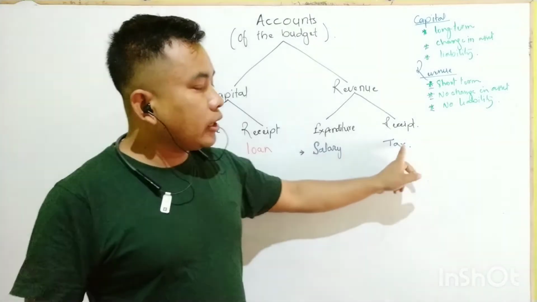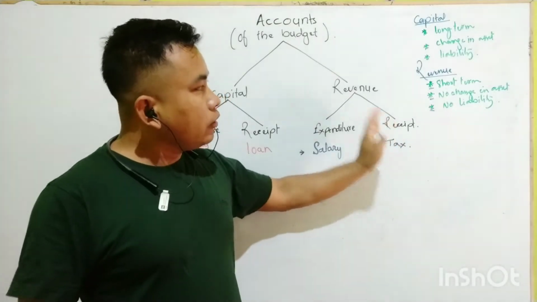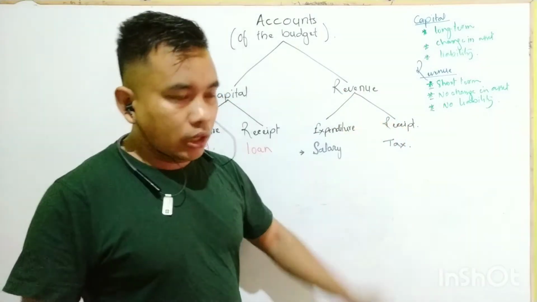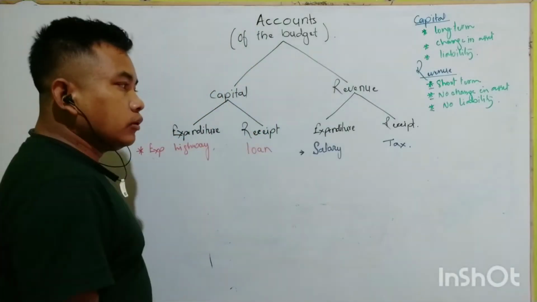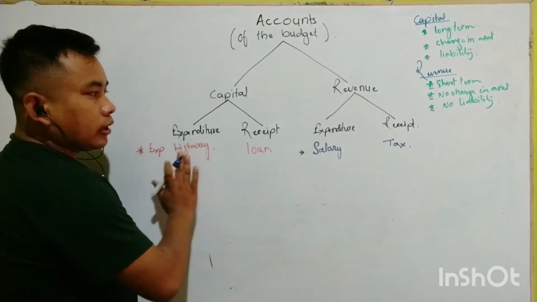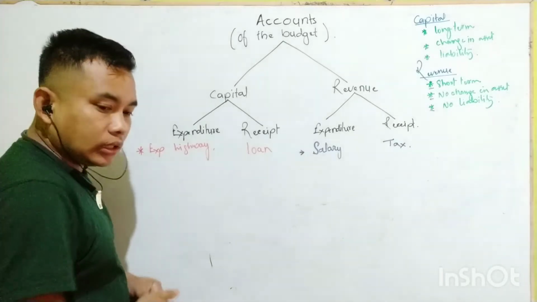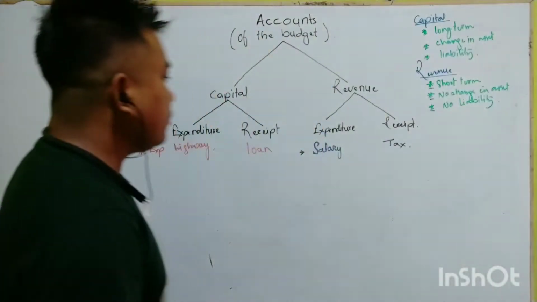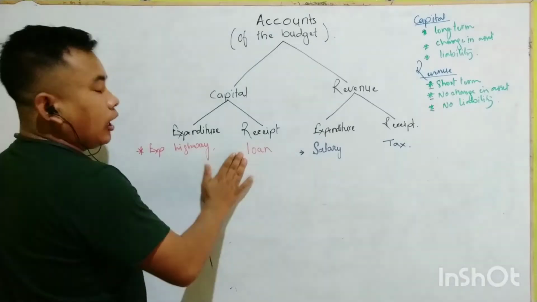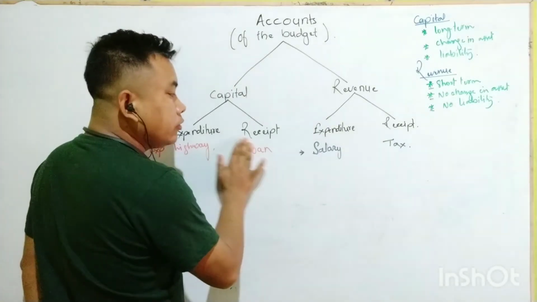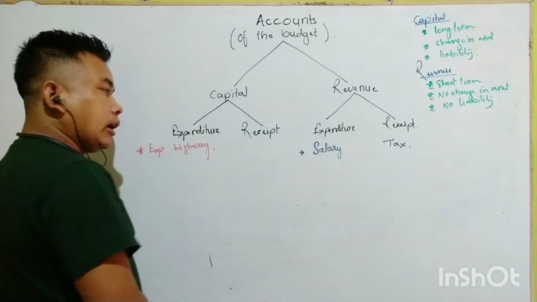This will be classified again into two, but revenue receipt itself will be classified into two. I will go step by step, let me go from the left side. First the left side: capital receipt, sorry, capital receipt, I will explain it.